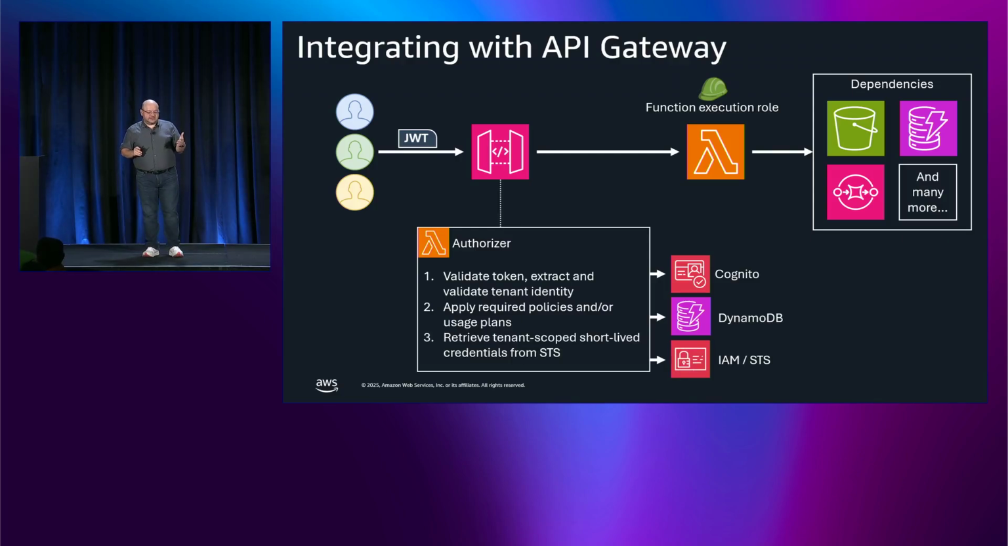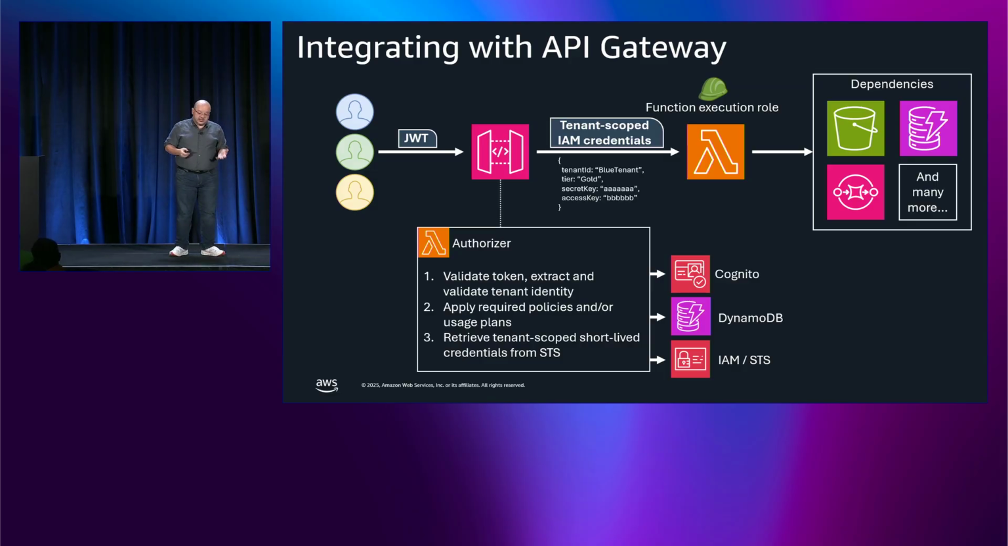You can retrieve tenant-scoped, short-lived credentials from STS. So by the time you get to the third bullet here, you have validated that tenant. You know that this tenant is actually who they claim to be, and their policies allow them to do what they're asking to do. So what you can do here is get tenant-scoped credentials, not the function execution role, something that is specific to this tenant. And then you propagate that information from API gateway down to Lambda.